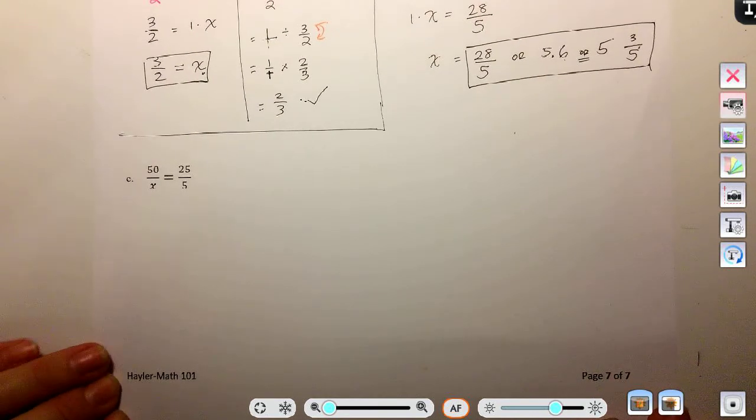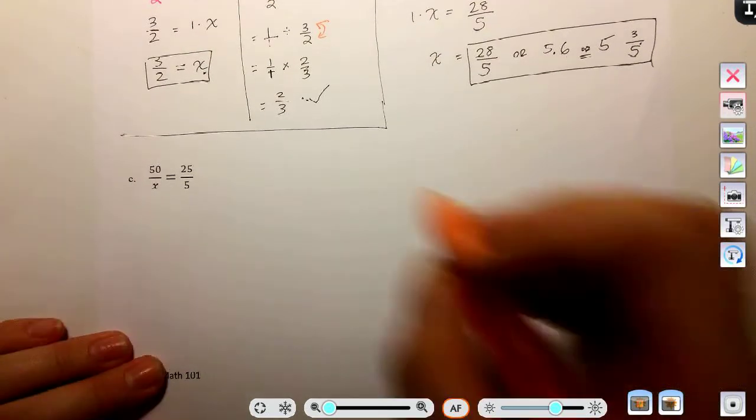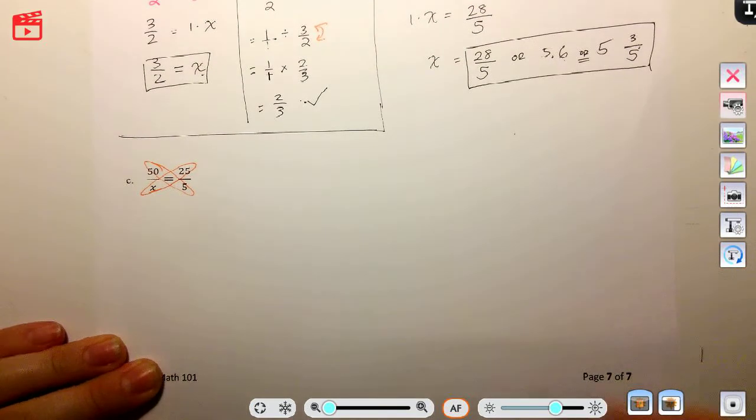All right, C, last but not least. Let's go ahead and, real quick, try to solve this one by yourself. Pause the video and check back in with me. All right, let's solve this using cross multiplication. 25 times x, 5 times 50.